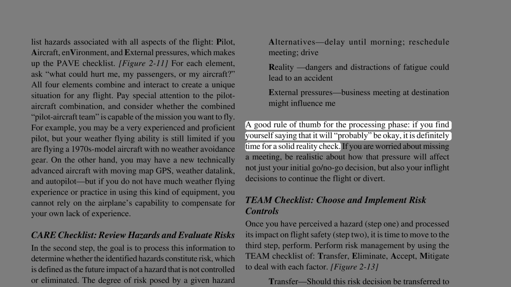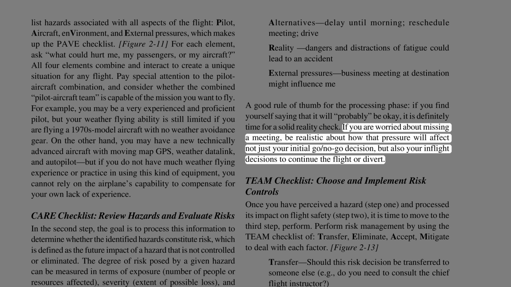A good rule of thumb for the processing phase: if you find yourself saying that it will probably be okay, it is definitely time for a solid reality check. If you are worried about missing a meeting, be realistic about how that pressure will affect not just your initial go, no-go decision, but also your in-flight decisions to continue the flight or divert.